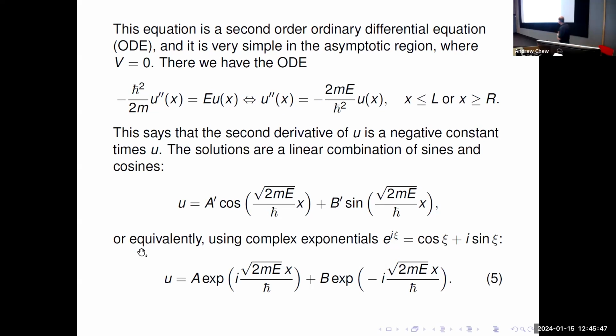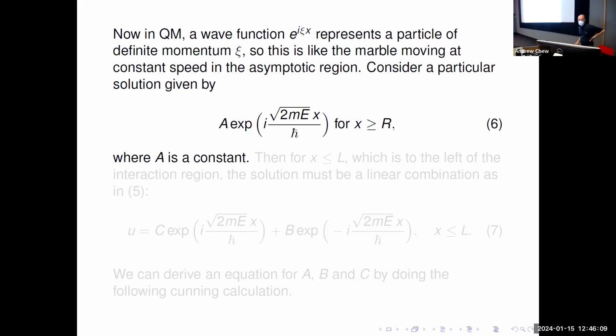However, it's often more convenient to use complex exponentials. So recall that e to the i psi is cos psi plus i sine psi. And so we can equally well express it in terms of these two complex exponentials. And that's actually preferred in quantum mechanics because in quantum mechanics, a wave function like e to the i psi x represents a particle of definite momentum psi. So that's something very concrete in terms of its physical interpretation. So that's kind of like the marble moving at constant speed in the asymptotic region.